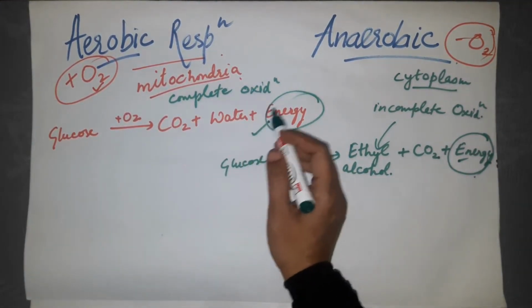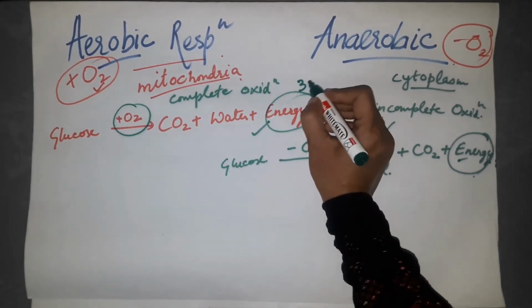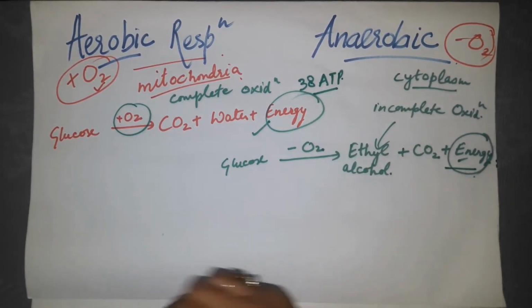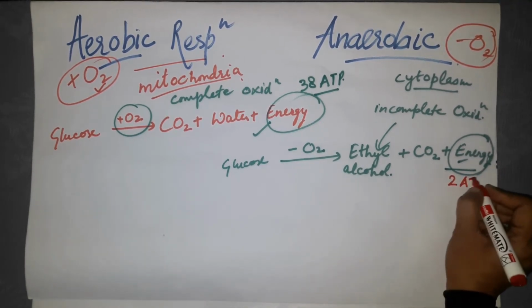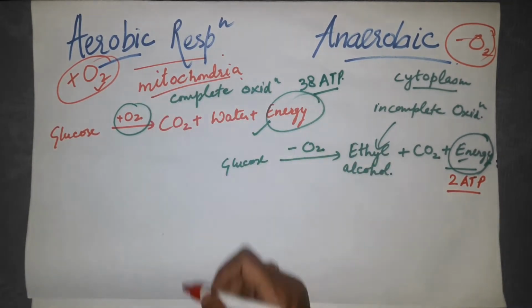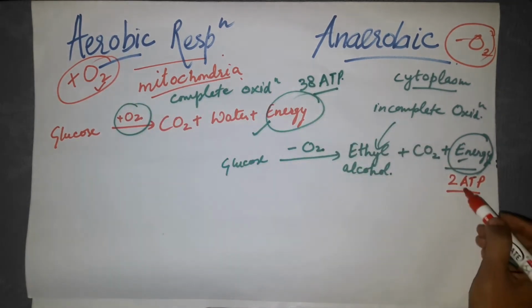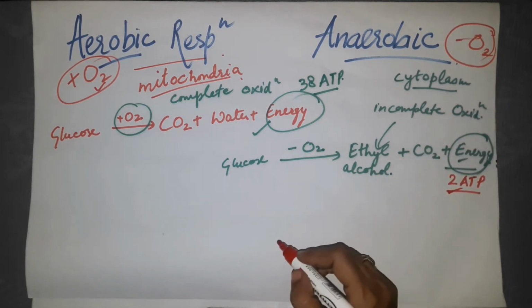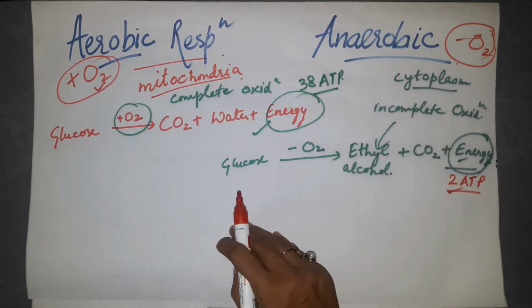As you know, complete oxidation, just because of the presence of a good amount of oxygen, the energy will also be in good amount, 38 ATP, whereas here you can see that it will be in very less amount, around 2 ATP. So the amount of energy in aerobic respiration will be 19 times more than anaerobic respiration, because here only 2 ATP is released, whereas in aerobic 38 ATP molecules will be there.